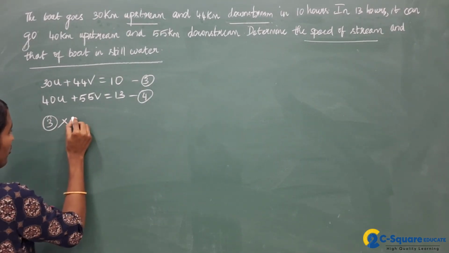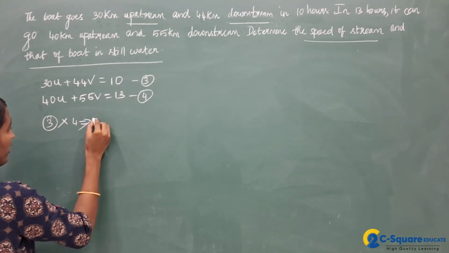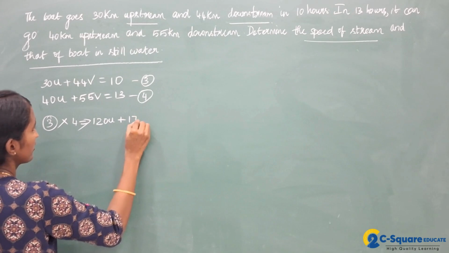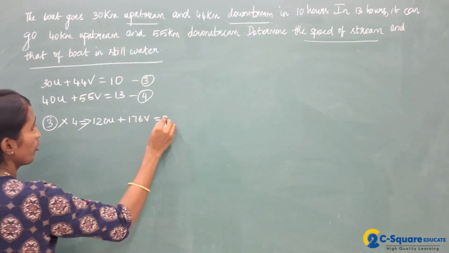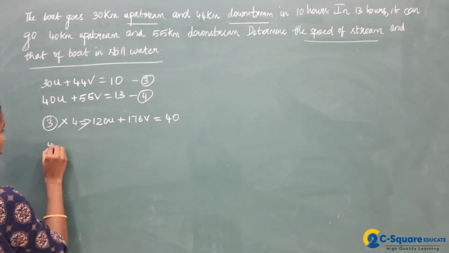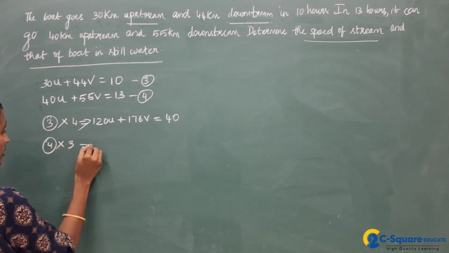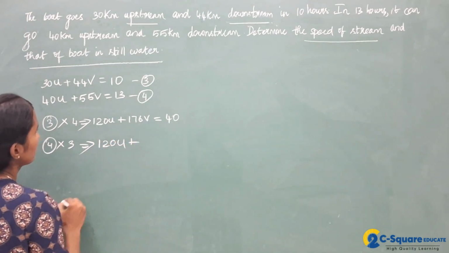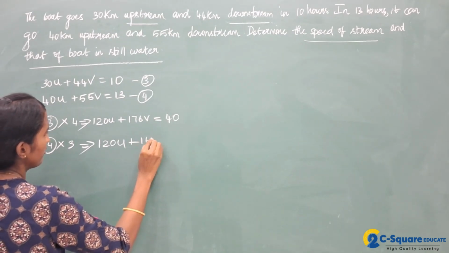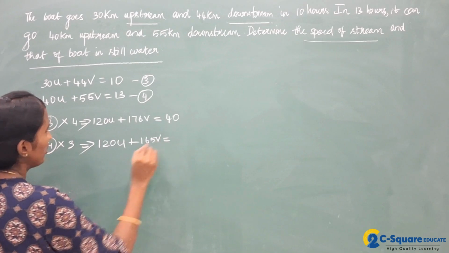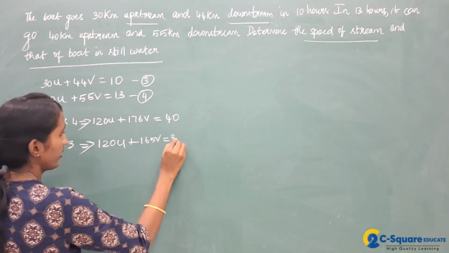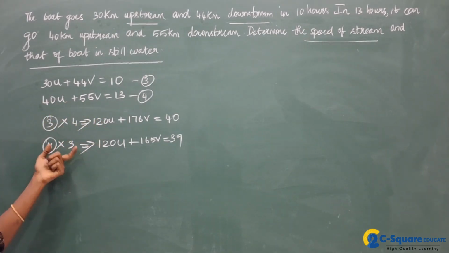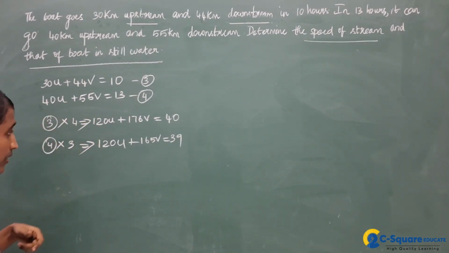The third equation I am going to multiply by 4. So what will I get? 120u plus 176v equal to 40. And the fourth equation I am going to multiply by 3. 120u plus 165v equal to 13 3s are 39. The entire equation has to be multiplied by these numbers.